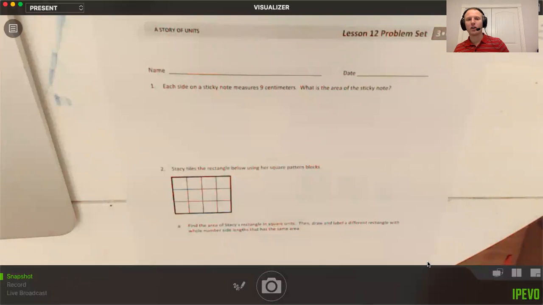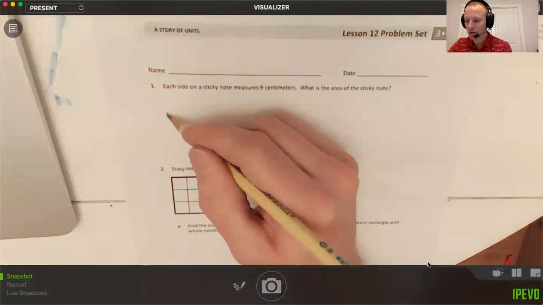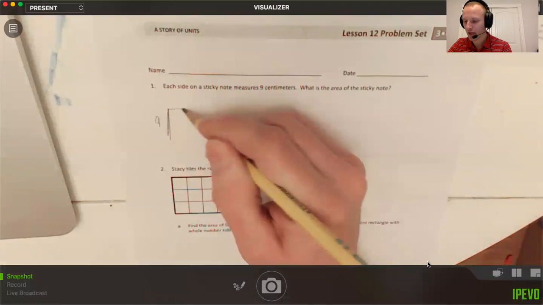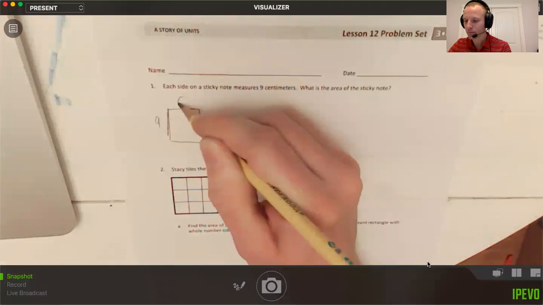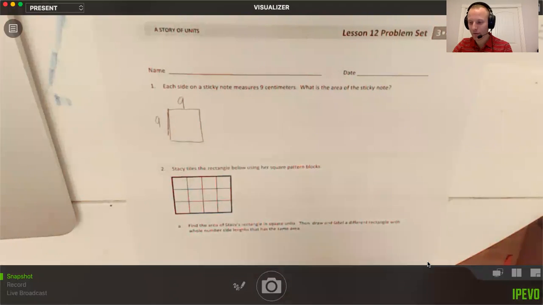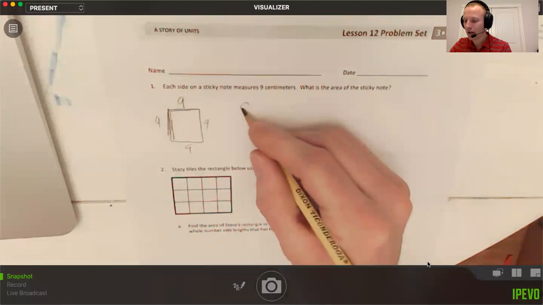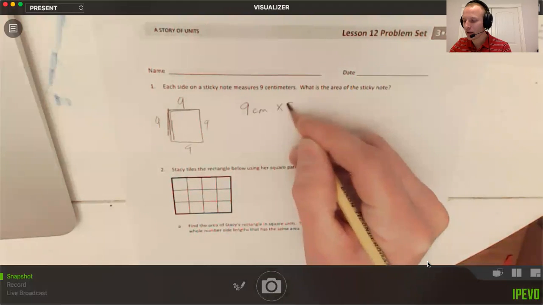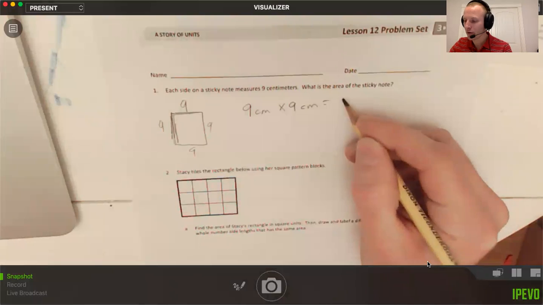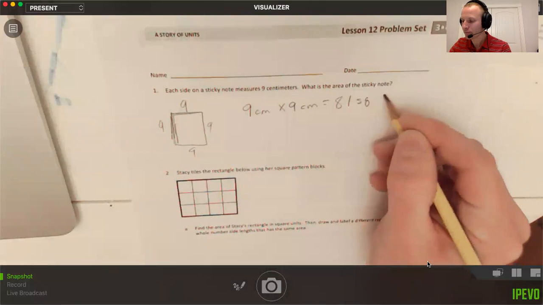Each side on a sticky note measures 9 centimeters. What is the area of the sticky note? Well, for many of you, it's going to help to sketch it. Oh, okay. So it's at each side. So 9, 9, 9, 9. I have to multiply two side lengths, 9 times 9. 9 centimeters times 9 centimeters equals 81 square centimeters.